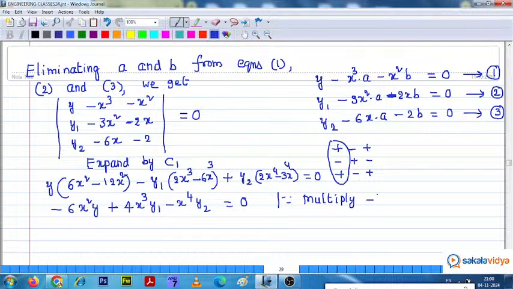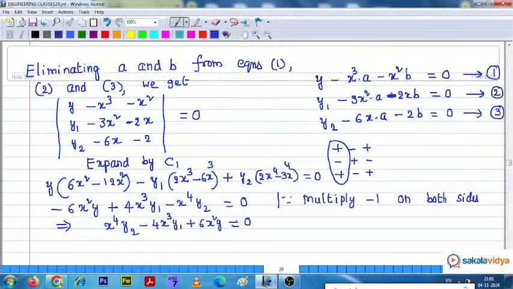Multiply negative 1 on both sides. If you multiply negative 1 on both sides, negative x to the power of 4 y2 becomes x to the power of 4 y2, this becomes negative 4x cube y1, and this negative becomes positive, so plus 6x square y equal to 0. So this is the required differential equation.